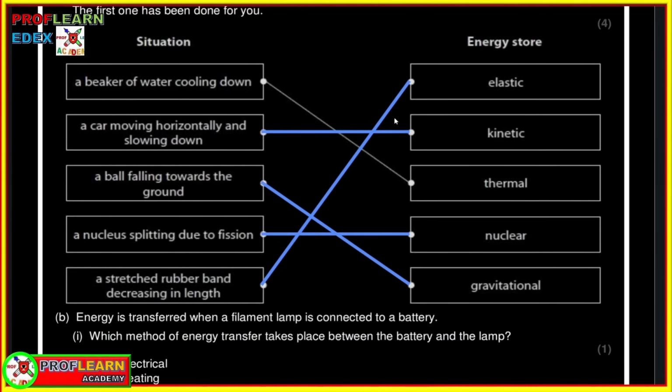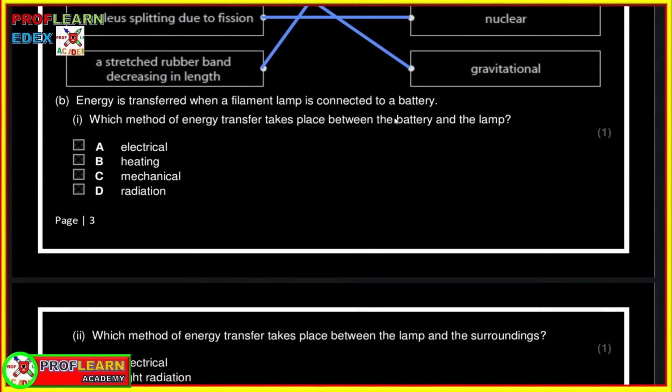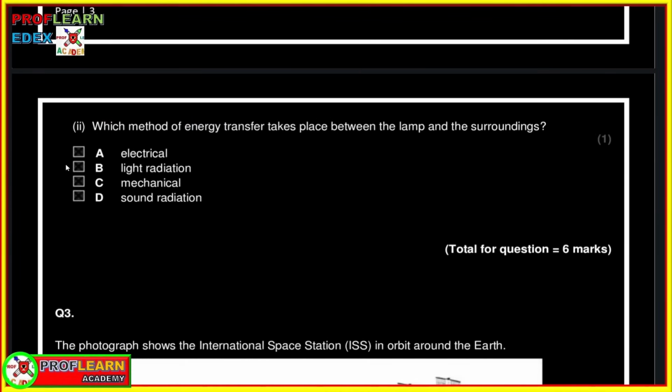We are told that energy is transferred when a filament lamp is connected to a battery. Which method of energy transfer takes place between the battery and the lamp? This is actually electrical, right? This is electrical. Next question. Which method of energy transfer takes place between the lamp and the surroundings? This is light radiation.